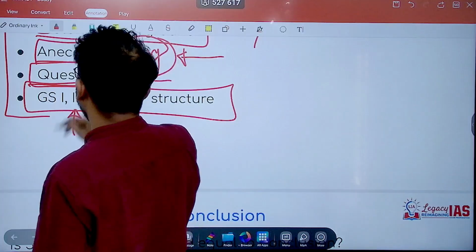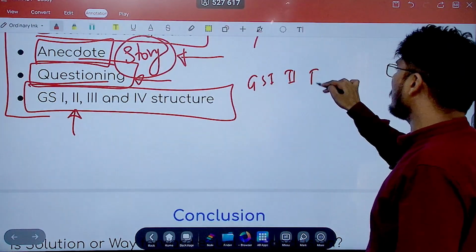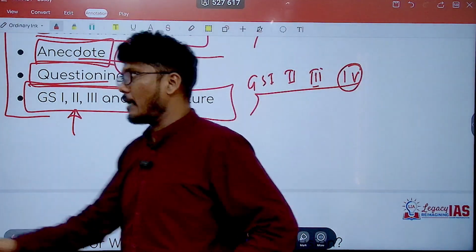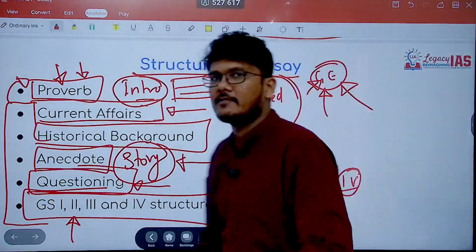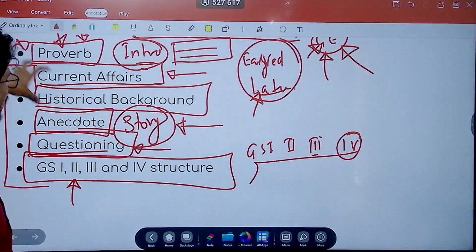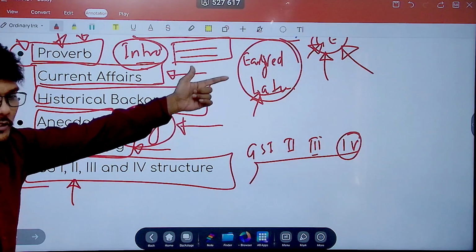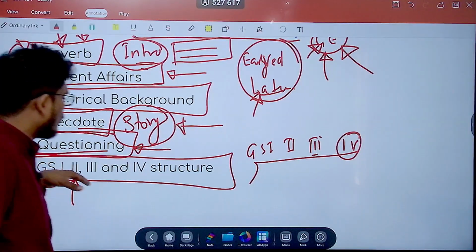Now another way is writing with respect to your GS papers, GS 1, 2, 3 and 4. So how do we do this? For example, again, let's stick to gender equality. We are trying to start this gender equality essay in different ways. We have seen current affairs, historical background, story, questioning. So you raise 10, 12 questions with respect to gender equality and then answer them in the rest of the essay. Then the final one is GS 1, 2, 3 and 4.